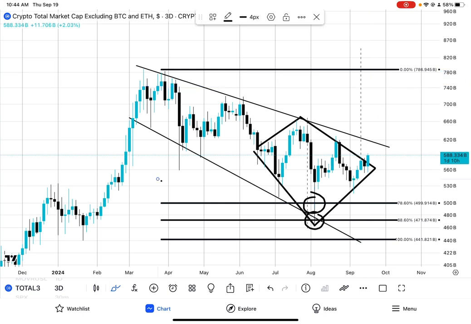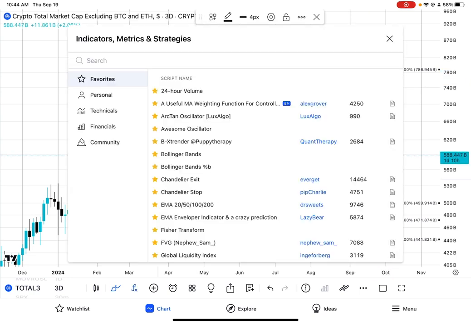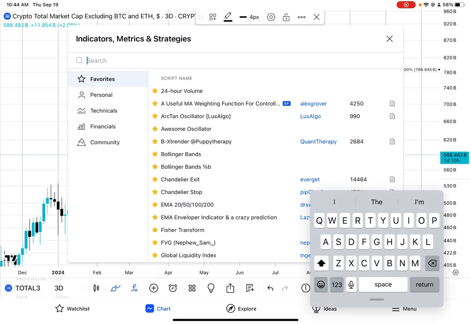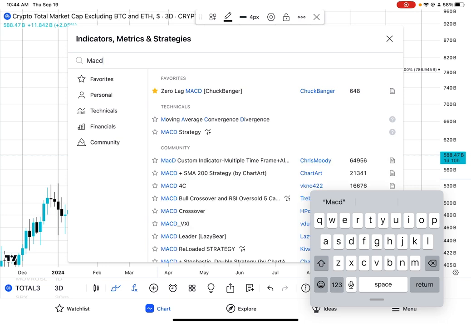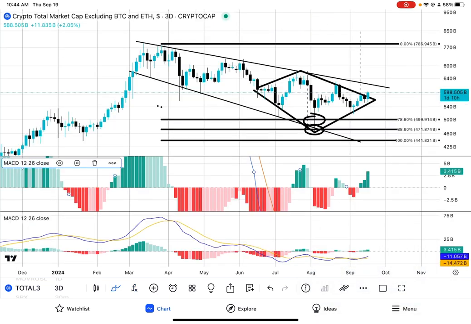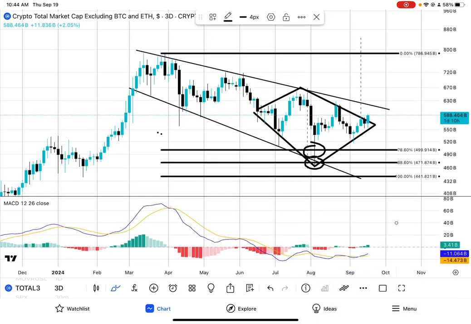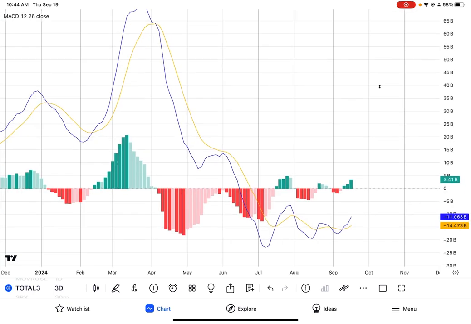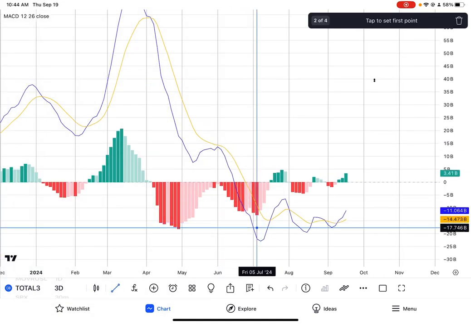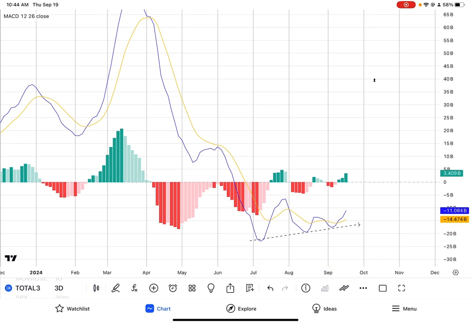Also, the 3-day MACD on TOTAL3. Let's take a look at the 3-day MACD here. Very bullish. You guys see that? Turning up from the lows with slight bullish divergence, and it's under the histogram. Okay, very, very bullish.